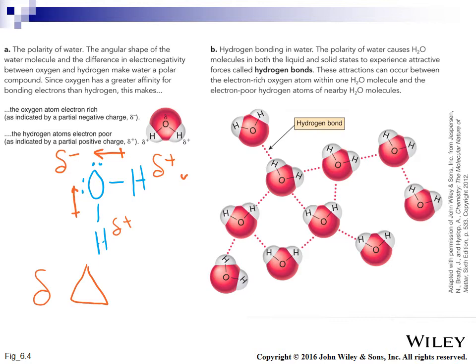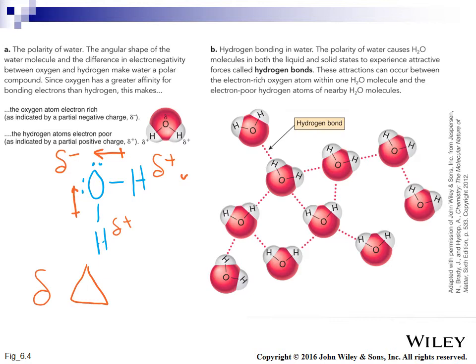That one is delta, the little triangle. And what does delta mean? Delta is change in. So the big delta is change in, the little delta is a partial change. So we have a partial negative and we have a partial positive.